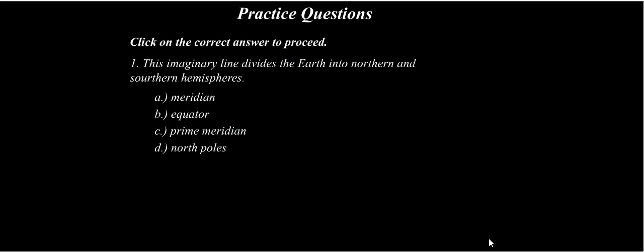Practice questions. Click on the correct answer to proceed. This imaginary line divides the Earth into northern and southern hemispheres. A, meridian. B, equator. C, prime meridian. D, north poles. B, equator is the correct answer.